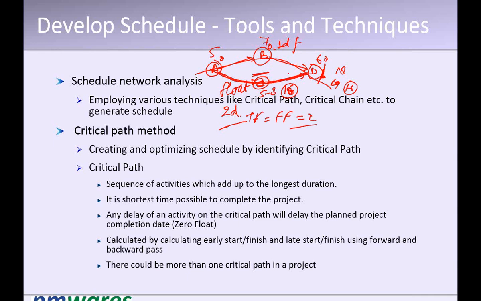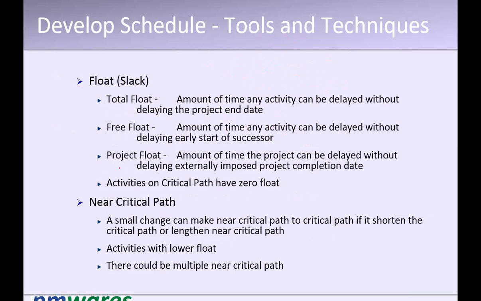But if I add an activity here as E, then the free float on C will be 0, because as soon as C is delayed, E will be delayed. So total float is 2 days, but free float becomes 0. But to get the critical path, we do not calculate free float, we calculate total float. And the project float is the float which is normally a buffer we put at the end of the project. That is the project float.